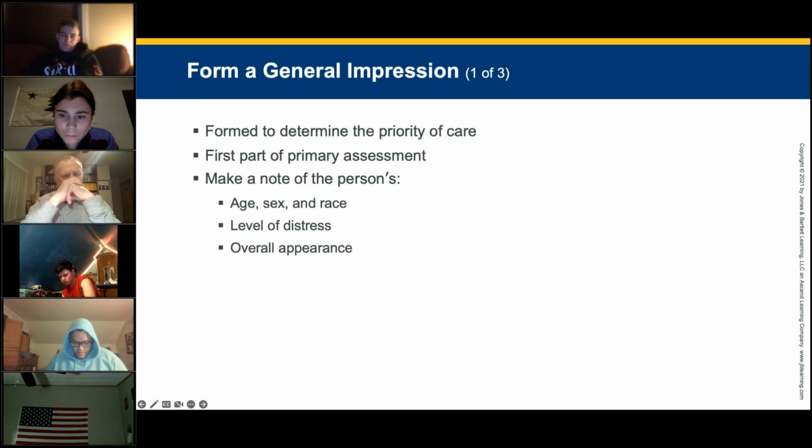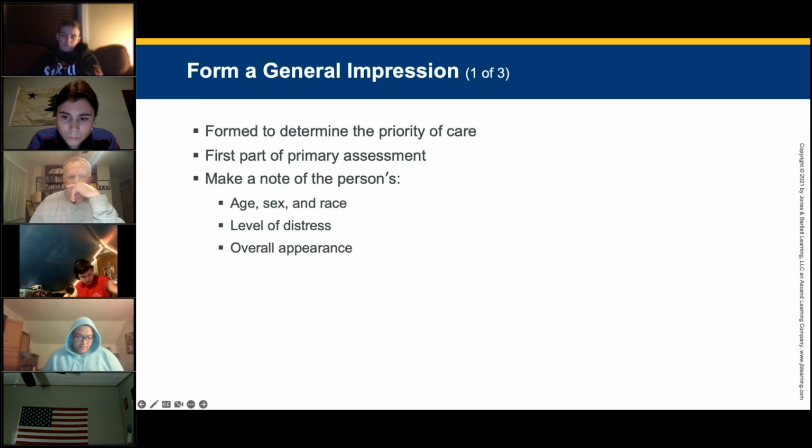From your general or your primary assessment, you can form a general impression of the patient. This is the sick, not sick determination that I was speaking about. It determines the priority of your care. It's the first part of your primary assessment. And while you're doing this, you're going to make a note of the person's age, their sex, and their race, their level of distress, and their overall appearance.